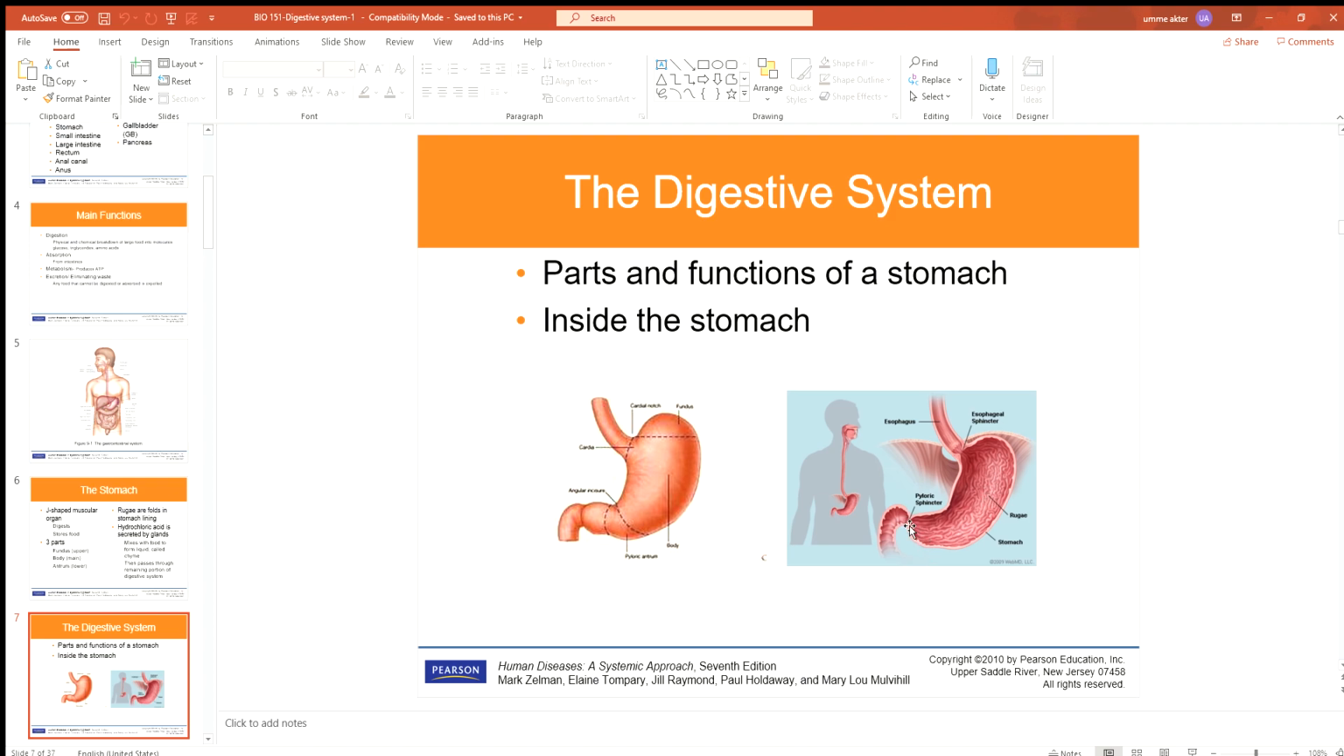Now, this is the pyloric sphincter. Okay, and where the esophagus enters, you have the esophageal sphincter. So the esophageal sphincter regulates the entrance of the food bolus, and the pyloric sphincter regulates how much foodstuff will enter into the duodenum, the small intestine. Okay, so those are the parts of the stomach, and inside the stomach you see two sphincters and rugae.